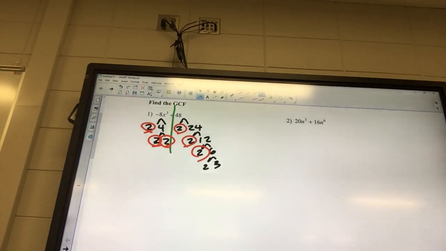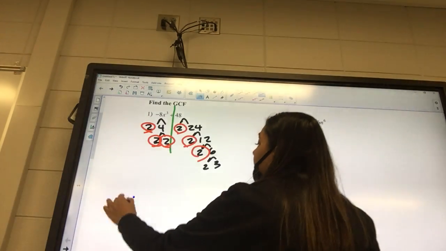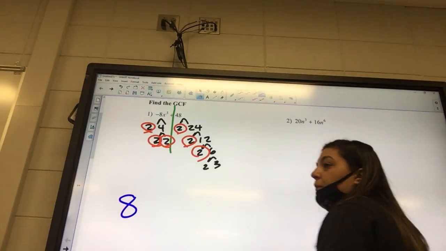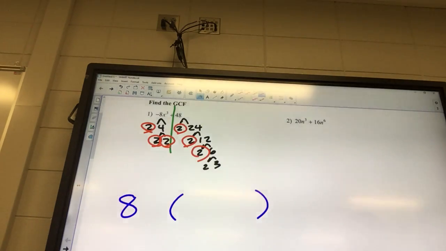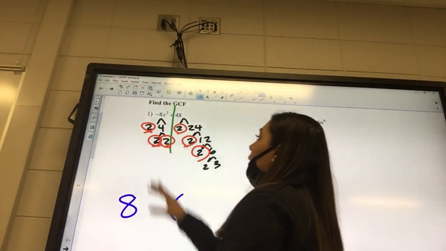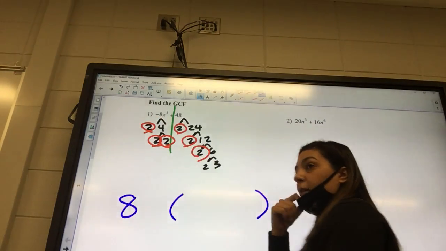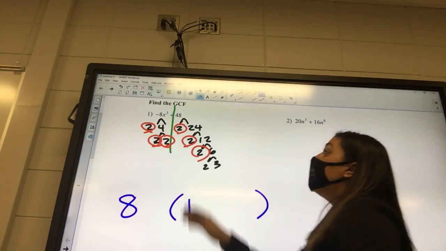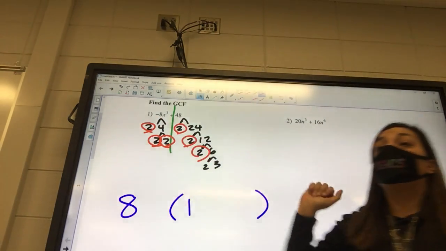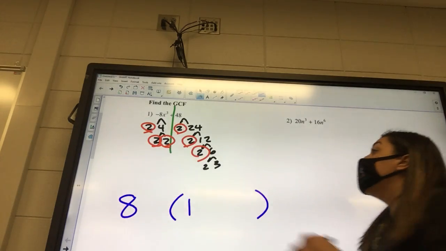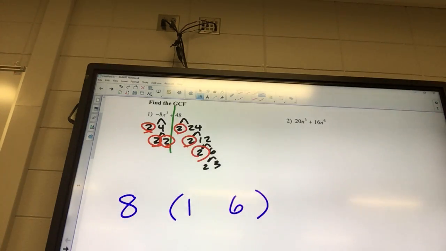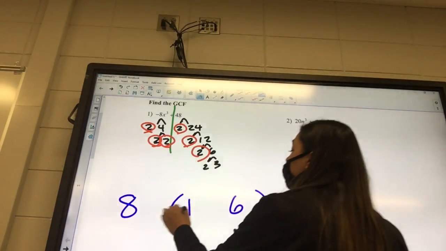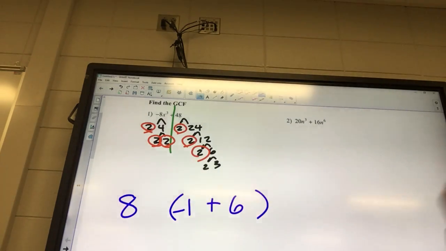So our number on the outside is going to be a what? 8. Then what do we do? You do the parentheses, and you bring the sign down. No, you divide first. We have to divide. 8 divided by 8 is 1. 48 divided by 8 is 6. Okay, and then what? Bring down the sign. Good, the signs. Okay, and then now what?